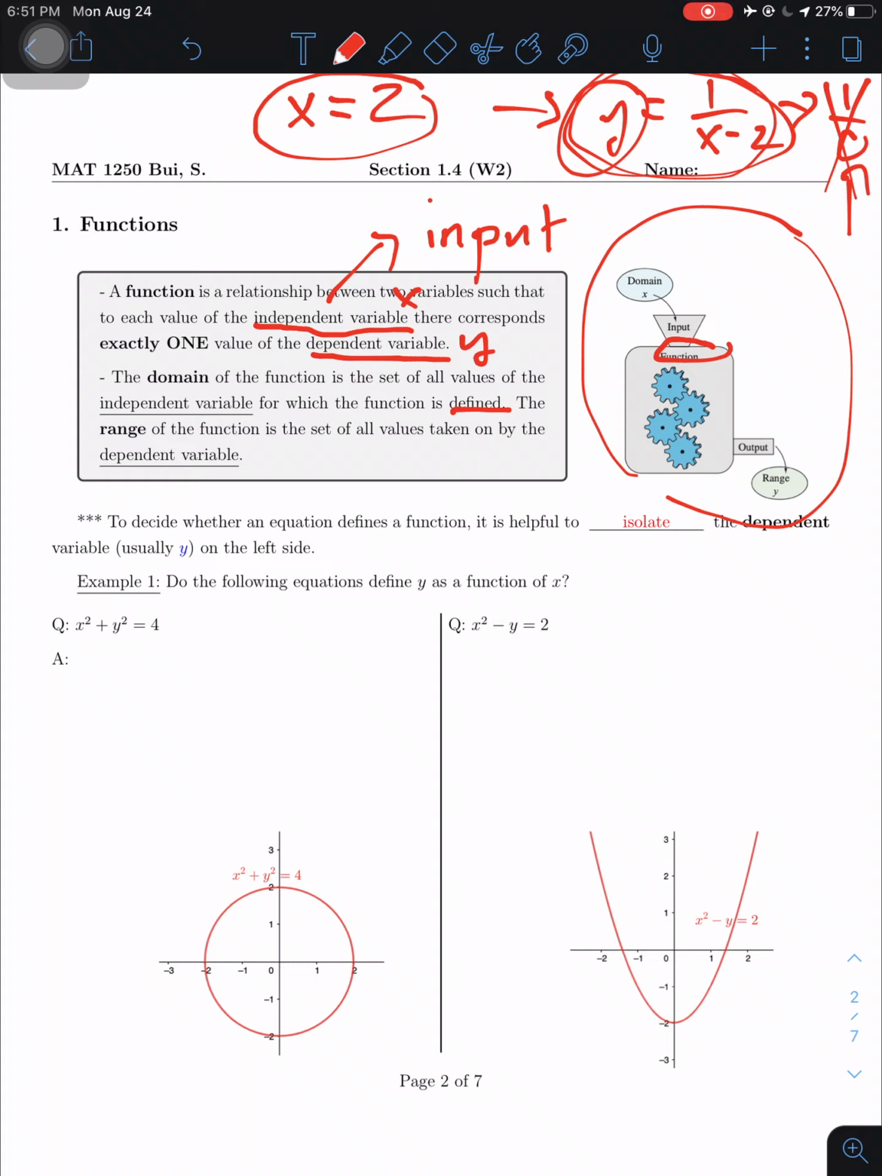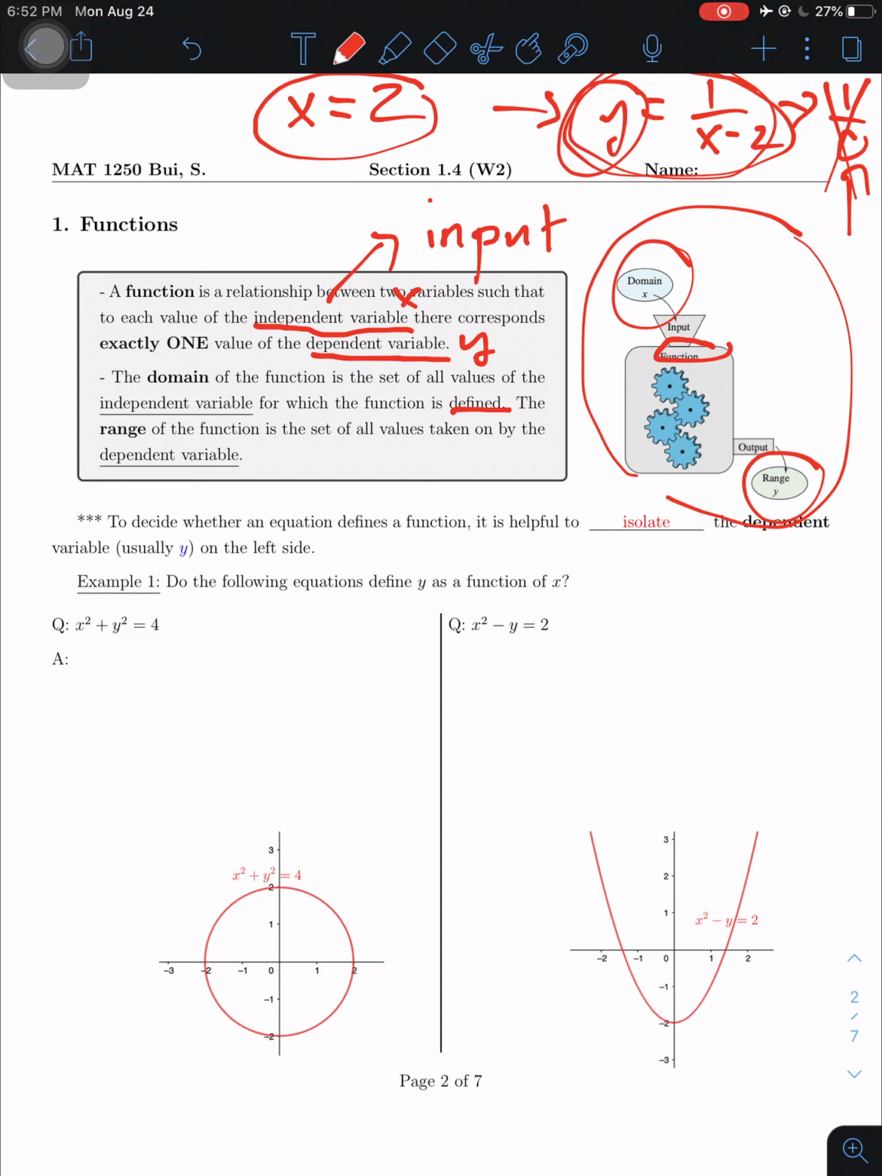Okay, the range of the function is the set of all y values, or the values of the dependent variable, okay? So just remember one thing, domain is x, range is y, okay? Now, for personal tips, to decide whether an equation defines a function or not, it is helpful sometimes to isolate the dependent variable, usually y, on the left-hand side of the equation, okay? That means that you only have y on the left-hand side of the equation and everything else, like x, numbers, whatever that is not y, must be on the right-hand side of the equation.